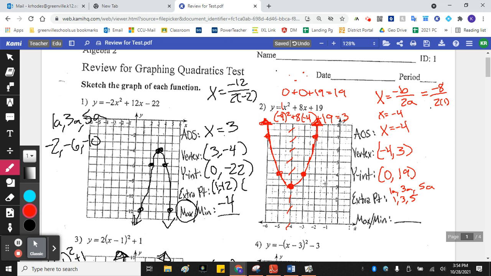If it opens up, it has a minimum, and the minimum is always the y of your vertex. So minimum 3. So that's standard form.